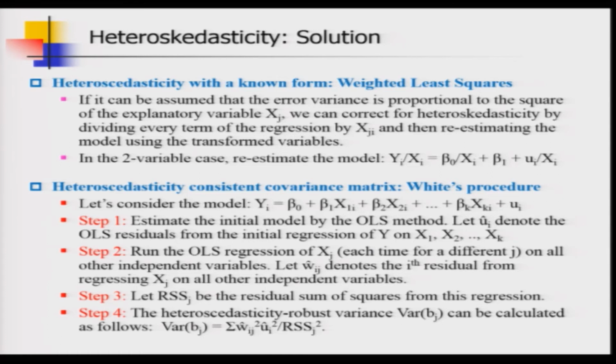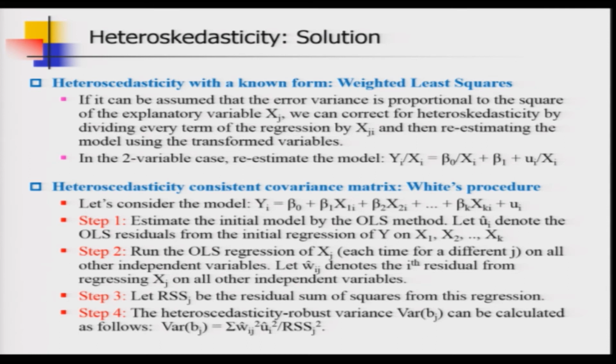In the first perspective, let us assume that we somehow know the form of the heteroscedasticity, and the solution connected to this approach is called the weighted least squares approach. Suppose we can assume that the error variance sigma squared i is proportional to the square of the explanatory variable x_j in a multiple regression setup. Then we can correct for this heteroscedasticity by dividing every term of the regression equation by x_ji. We then re-estimate the model using this transformed model.